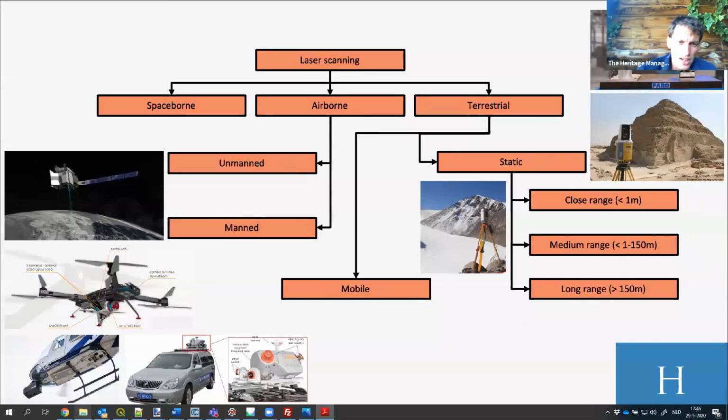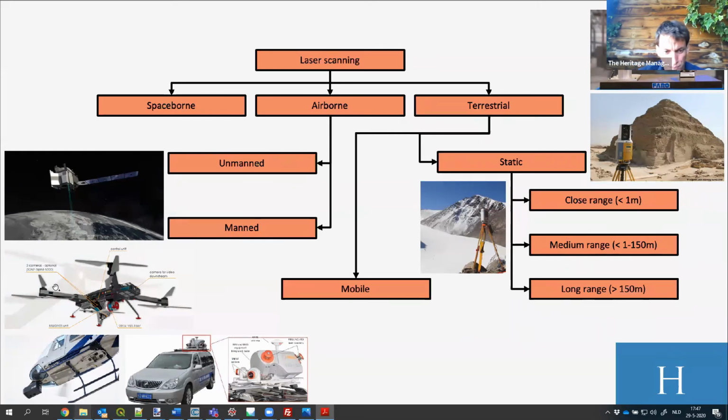So system classification, so far we have talked about spaceborne, very limited about spaceborne, but mainly about airborne and terrestrial. Very interesting to tell you here is that airborne laser scanning already refers to airplanes where you have a laser scanner mounted and where you fly with your helicopter or your airplane over your study area. But it is also possible to integrate your laser scanner with drones.